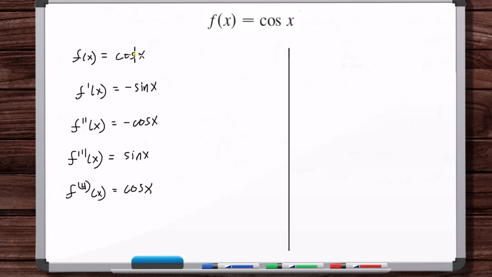Okay, so we've returned back to cosine x. So we can see if we kept going, it would start the same pattern again. So now let's plug in the center point. Cosine of 0 is 1. Sine of 0 is 0.